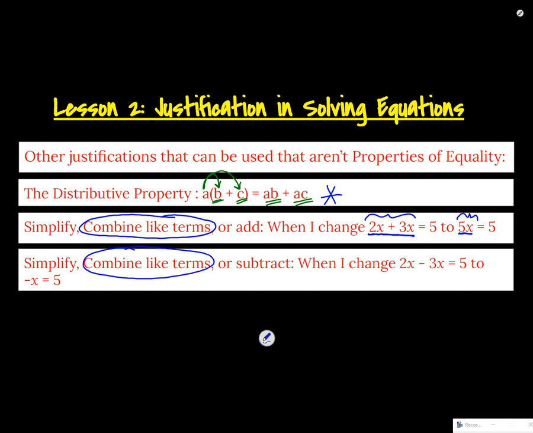You could call it simplify, you could call it subtract, but when I take 2x minus 3x equals 5 and change it to negative x, because 2 minus 3 is negative 1.